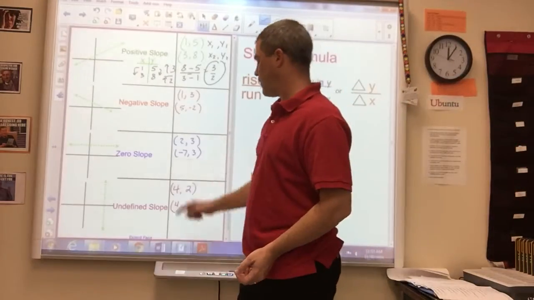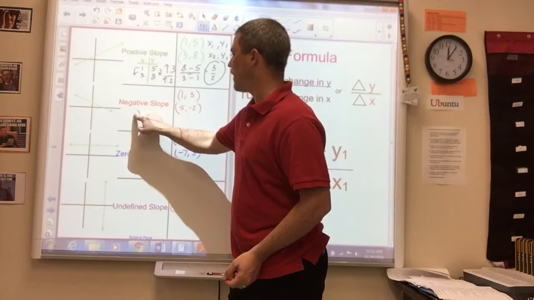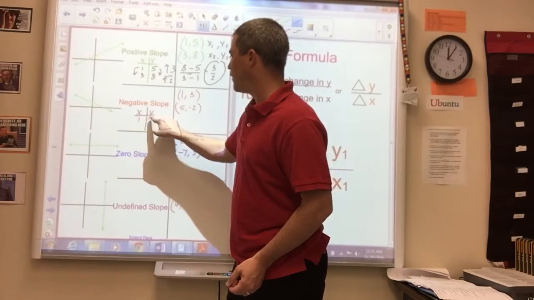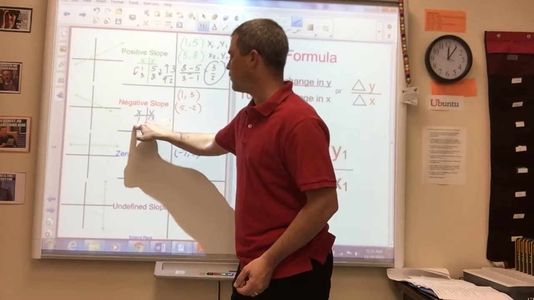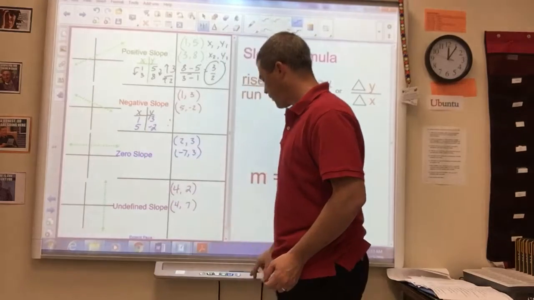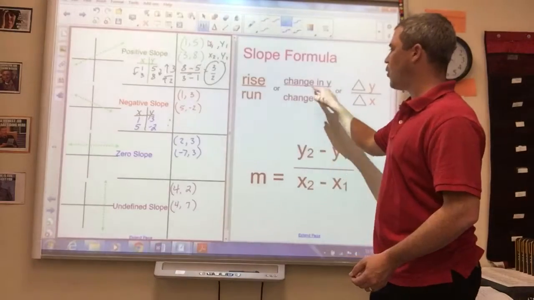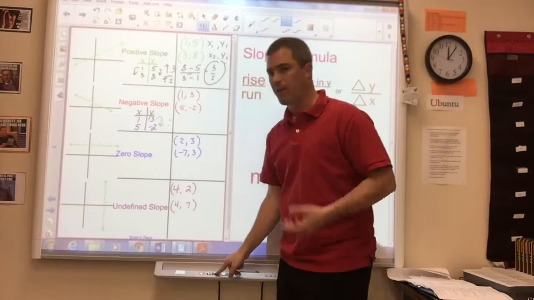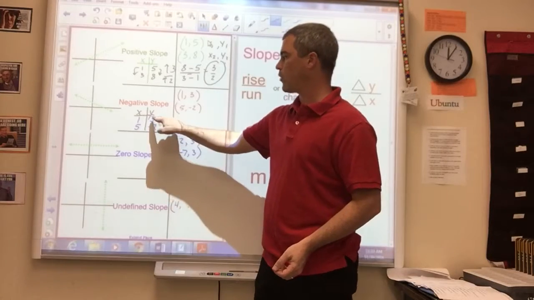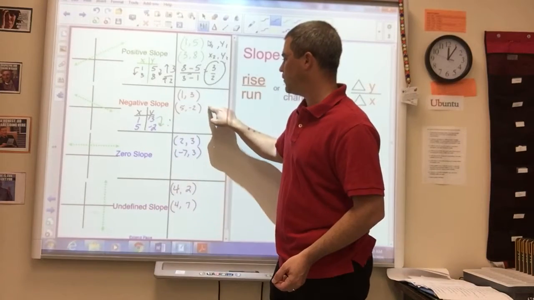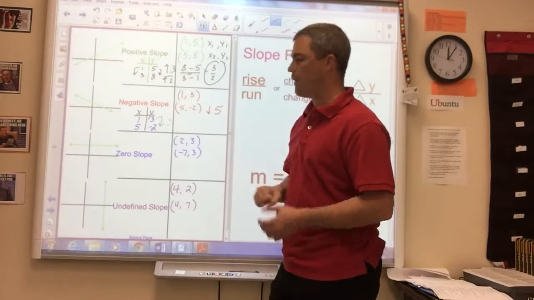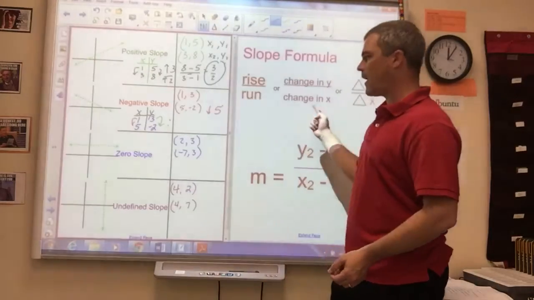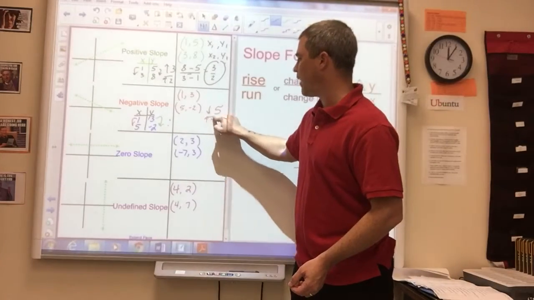With a negative slope, again, using the chart, here's my x and y. My first coordinate is 1, 3. My next one is 5, negative 2. Again, I always want to do the change in y first. From 3 to negative 2, think of it like temperature. If it were 3 degrees and now it was minus 2, the temperature has gone down by 5. From 1 to 5, my change in x is an increase by 4.